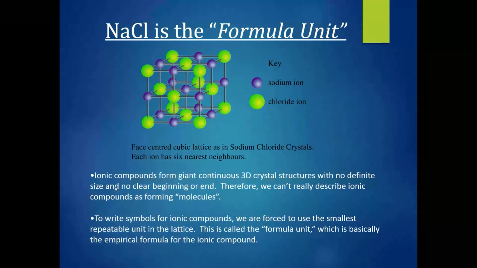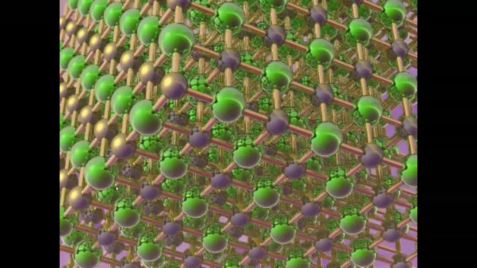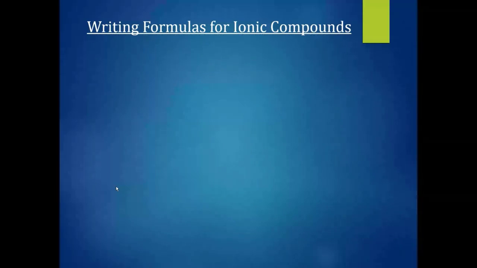So when we're doing conversions later on in chemistry, which is going to come up very soon, we're actually going to have to refer to formula units instead of molecules when it comes to ionic substances. Here's a nice big picture of sodium chloride. I kind of like it. Now, let's talk about writing formulas for ionic compounds.